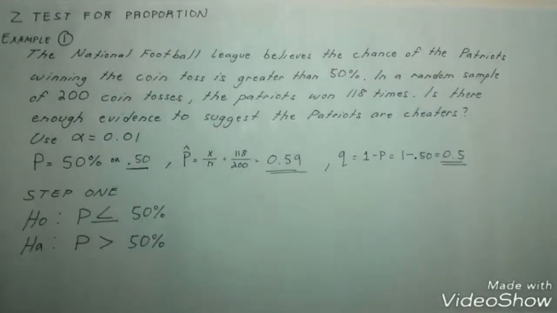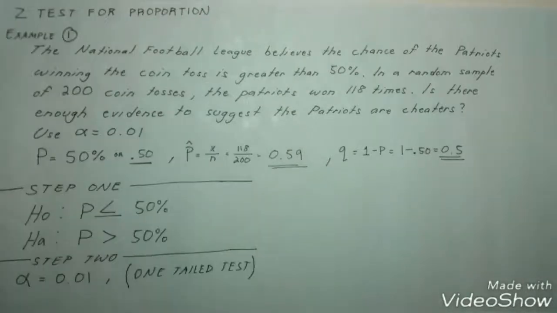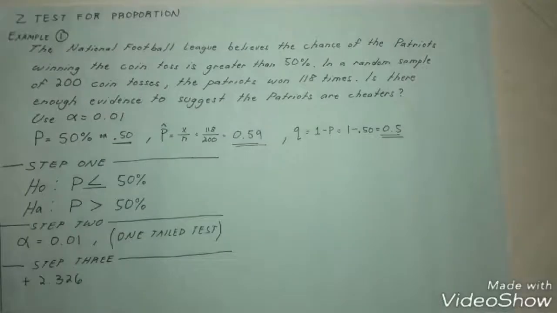We will now begin the steps of hypothesis testing. Beginning from step 1, we will write H0, the principal value, is less than or equal to 50%, and then HA is the principal value is greater than 50%. Step 2. Alpha is equal to 0.01. We identified this as a one-tailed test because the question is seeking to find if the chance of the Patriots winning the coin toss is greater than 50%.